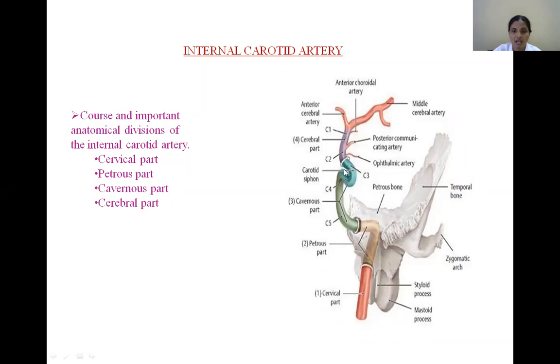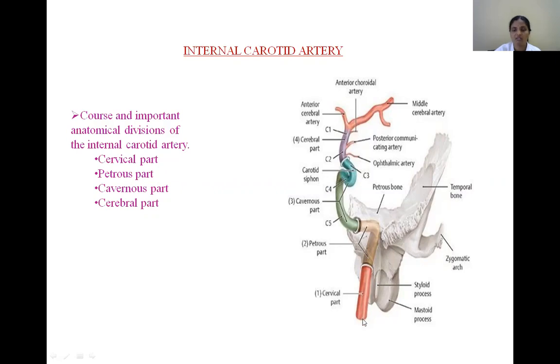And here at this junction, you can see a U-shaped loop. So what is this U-shaped loop? It leaves the cavernous sinus and through the carotico-clinoid foramen, then it appears in the middle cranial fossa. So here it presents a U-shaped loop. Then further it has a forward and upward direction where it terminates into the anterior cerebral and middle cerebral arteries. So this is the termination of the internal carotid artery.